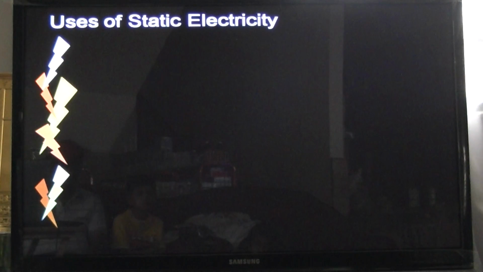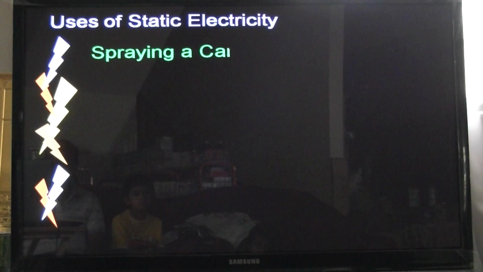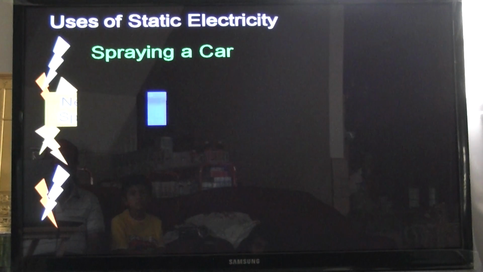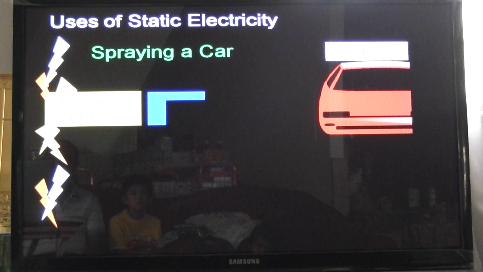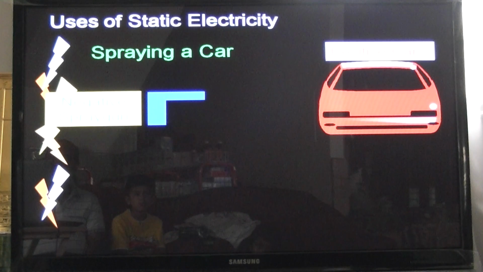Uses of static electricity. Spraying of a car, let's use as an example. Negative spray gun, positive car. See, when they spray paint a car, they use the science of static electricity with positive and negative, so you don't waste the paint.